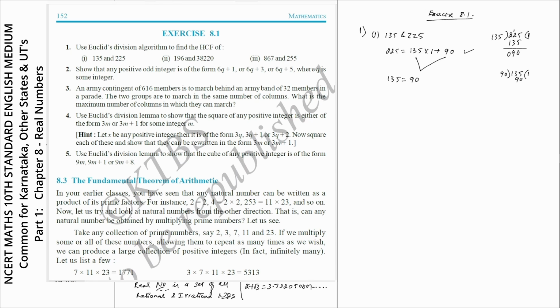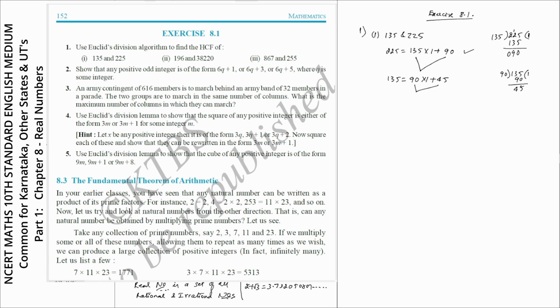90 ones are 90. So now 5 minus 0 is 5. 13 minus 9 is 4. So 135 I can write as 90 into 1 plus 45. Okay. Now again I'll take these two numbers.